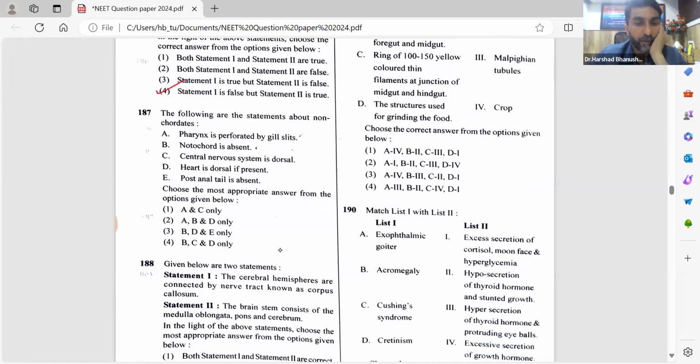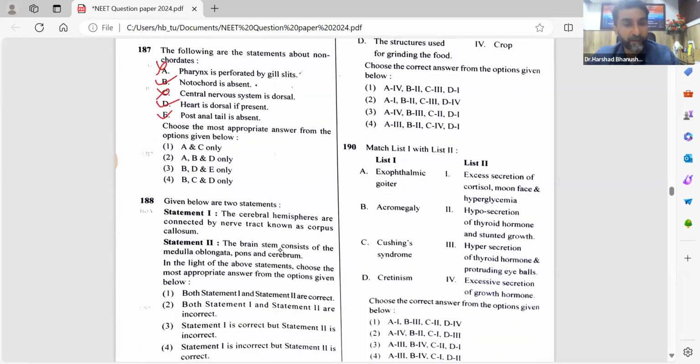Which of the following are the statements of non-chordates? This is not a feature of non-chordates. It's found in chordates. This is correct. Dorsal nervous system again is found in chordates. Dorsal heart is correct. Post-anal tail is not correct for non-chordates. So B, D, and E are found in non-chordates. The answer would be option 3.